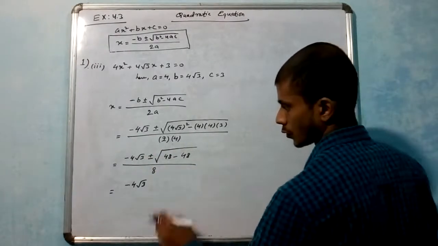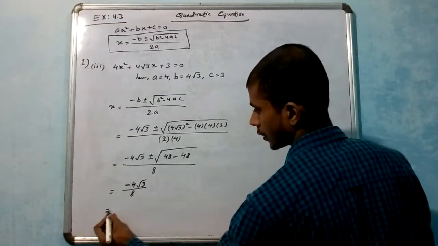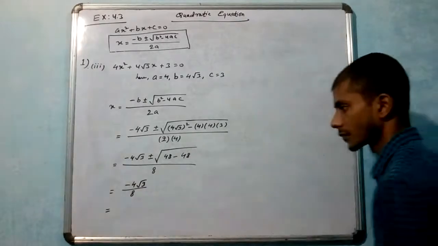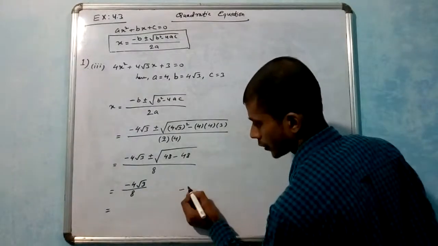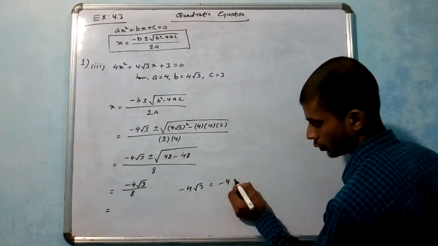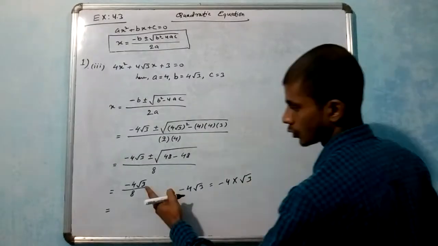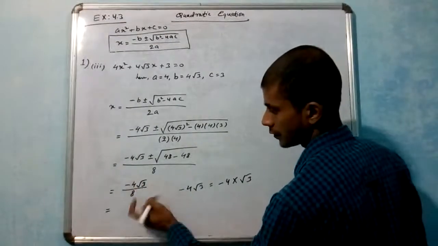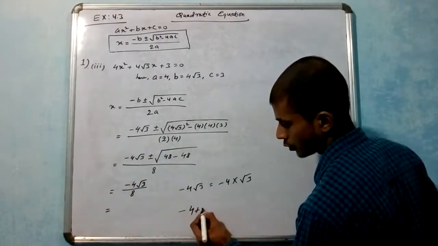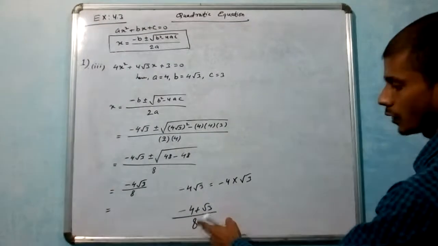So minus 4 root 3 by 8, and then 4 1s are 4, 4 2s are 8, cancellation. Minus of 4 root 3, what does it mean? Minus 4 into root 3, this only. So what will happen? 4 2s are 8, it will cancel. If it is something like minus 4 plus root 3 and then by 8, can we cancel in this case? 4 and 8?